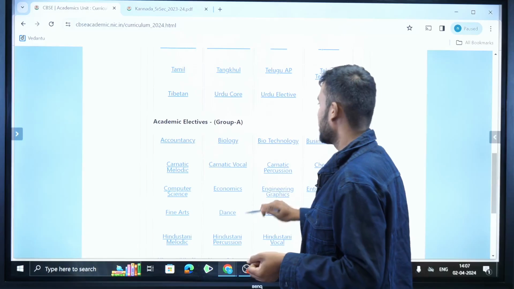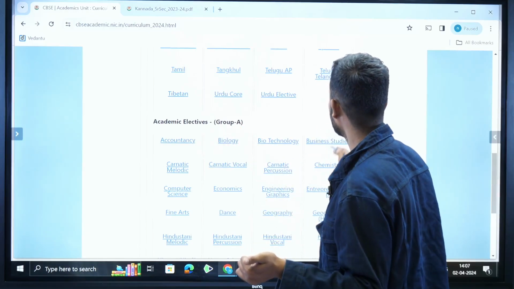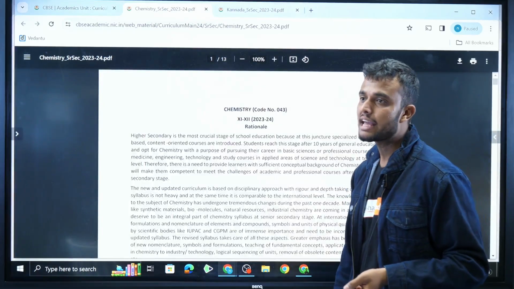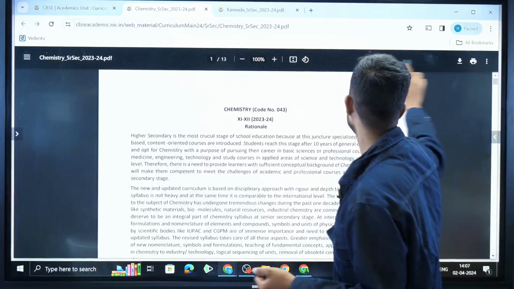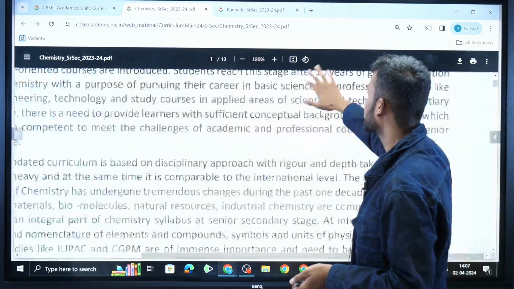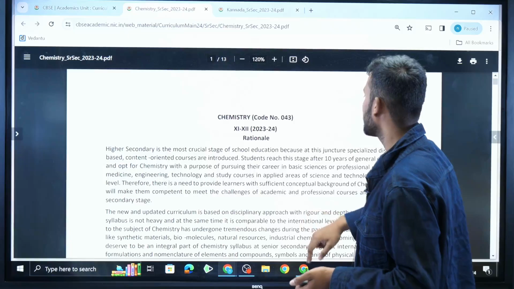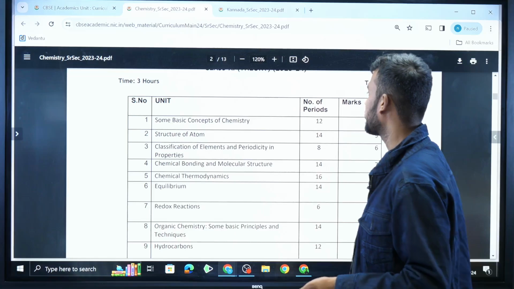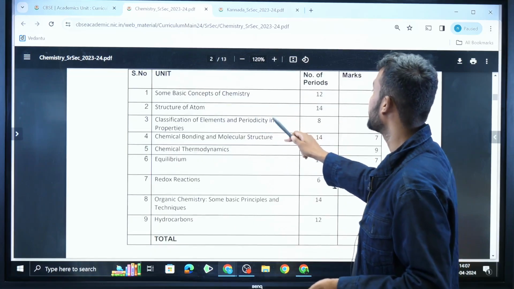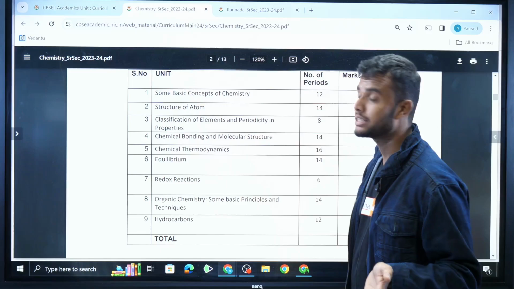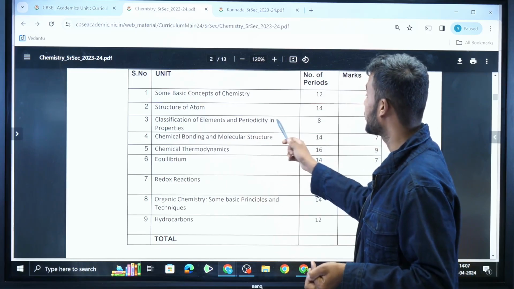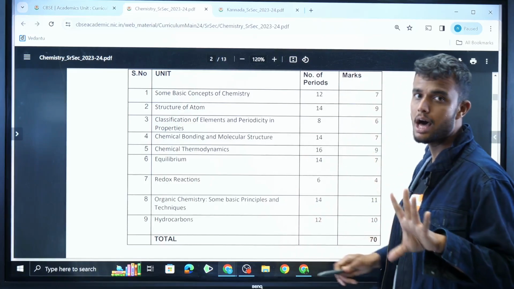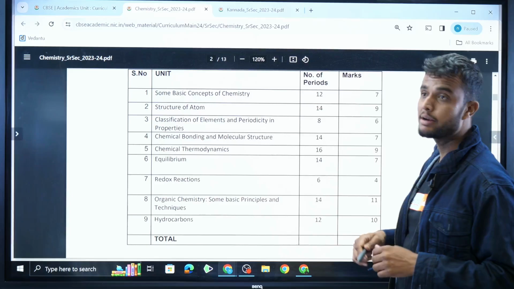Academic electives, group A: accountancy, biology, biotechnology, business studies. Let's discuss chemistry. Students, in chemistry, look here, download this one. Here, the download option is also there. This is for class 11th and 12th, 23, 24 syllabus, okay? Look here, these are the concepts. Some basic concepts of chemistry, structure of atom, classification of elements and periodicity in properties, chemical bonding and molecular structure. For some basic concepts of chemistry, totally 12 hours, and the total relevant marks is 7.